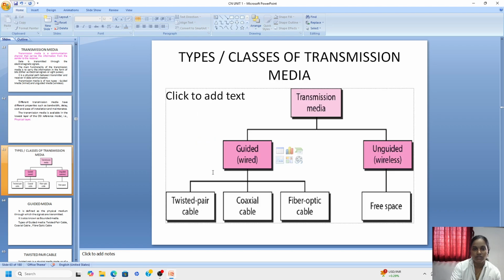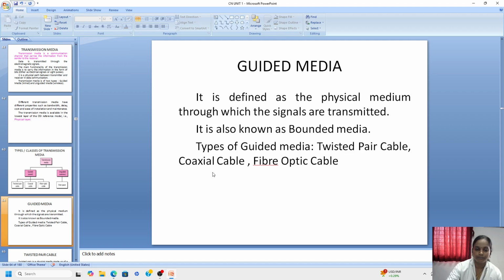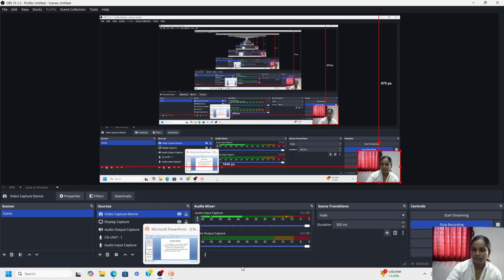Transmission medium. These are the transmission media: guided and unguided. Guided media use twisted pair cable, coaxial cable and fiber optic cable, and the unguided transmission medium uses free space.